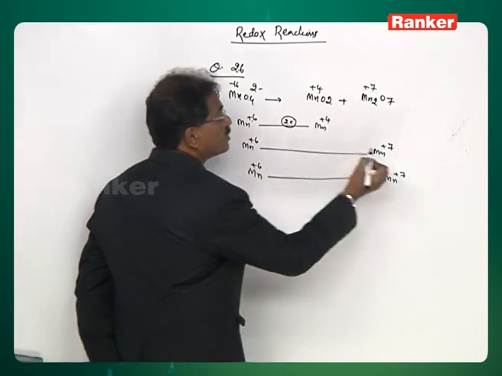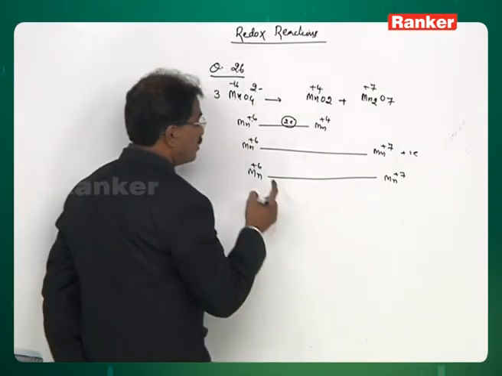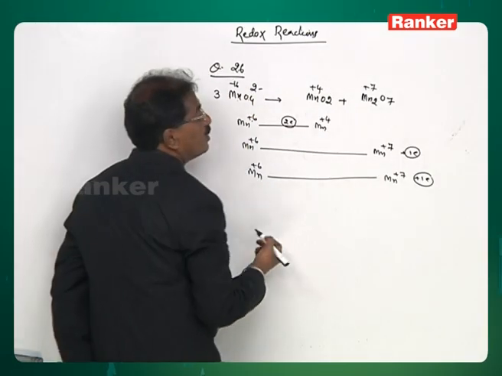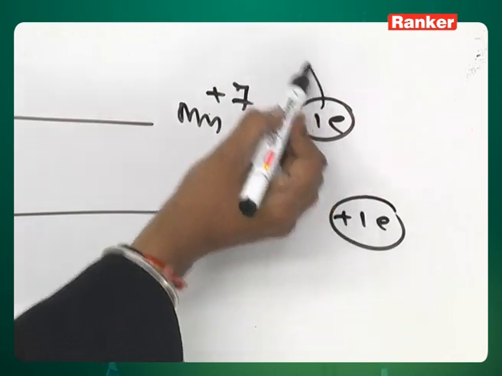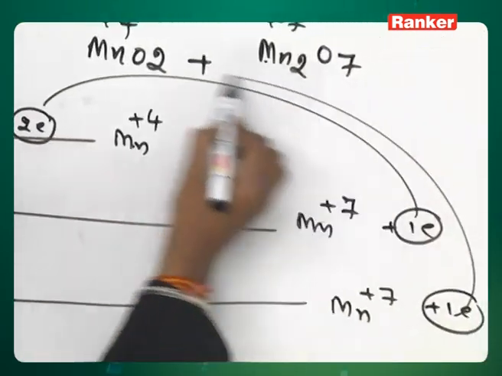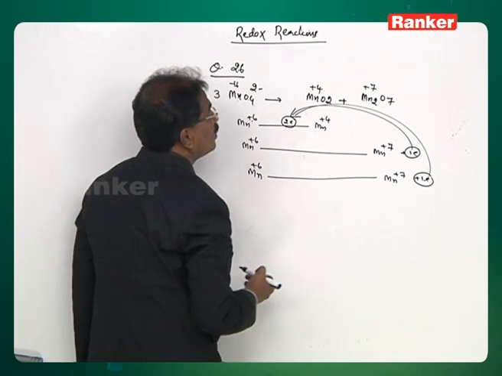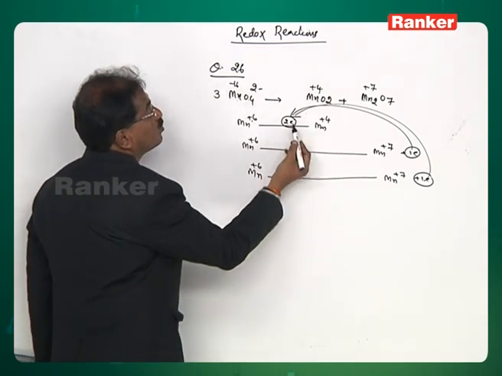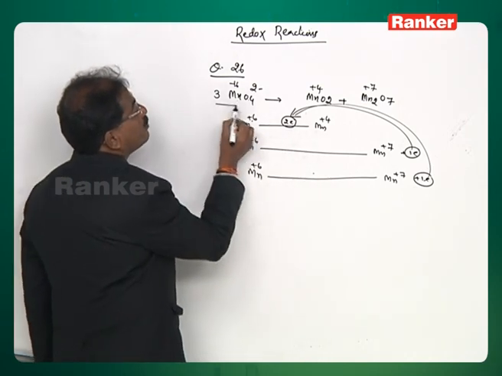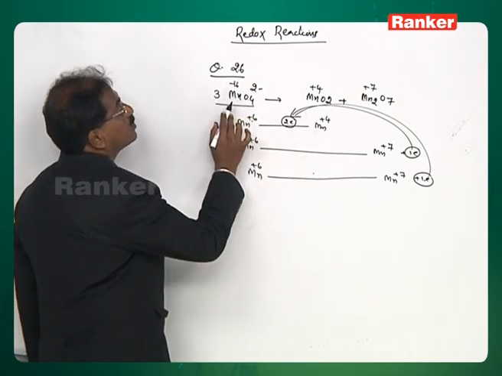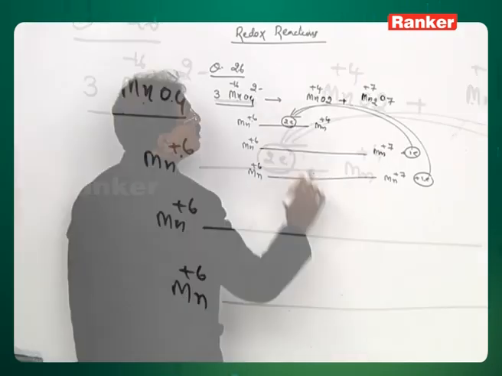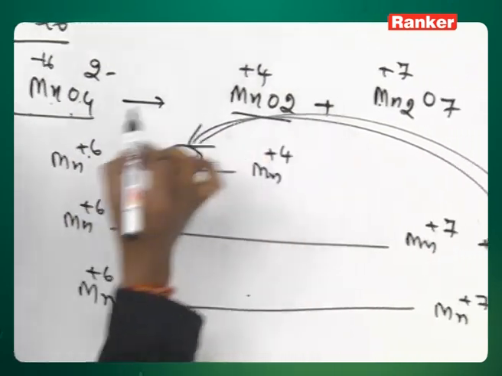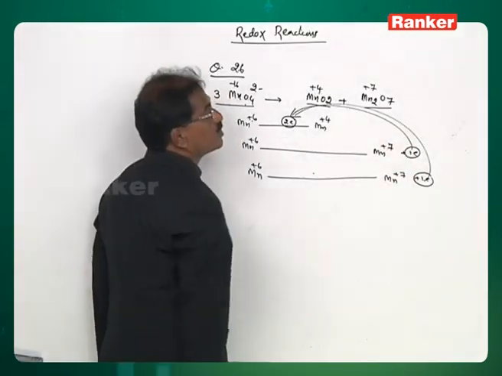Here plus 6 to plus 7 means it is releasing 1 electron. Plus 6 to plus 7 means it is releasing 1 electron. Here 2 electrons are being released. These 2 electrons are being absorbed into the another manganese atom like this. Therefore, totally here 2 moles of electrons are being exchanged. But how many moles of MnO4 2 minus is participating? 3 moles is participating, 2 moles of electrons are exchanged. For 3 moles of MnO4 2 minus, it will produce 1 mole of MnO2 and 1 mole of Mn2O7.